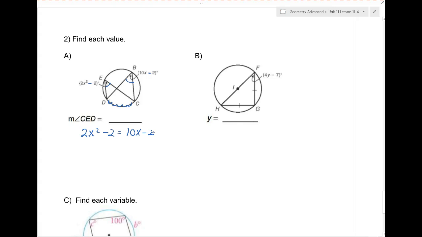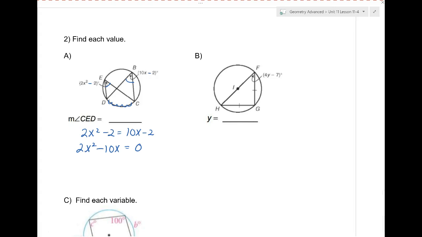So looking at this, we need to think, okay, how do I solve for this? The moment you see an x squared and an x, your mind should think probably a factoring problem. So you move everything to the same side. I'm going to go here, 2x squared minus 10x is equal to 0. Because what happens to the negative 2's? They simplify out, because if I add 2 to both sides, the negative 2 went away.